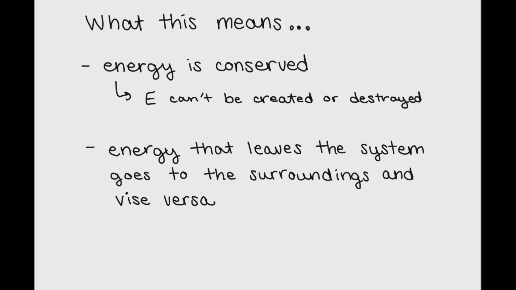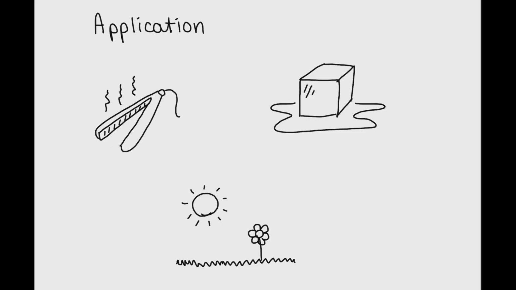Alright, now that we've established the first law of thermodynamics, let's look at some application problems. So here I've got three different scenarios. One is a hot flat iron, one is melting ice, and one is a plant out in the sunlight performing photosynthesis. Pause the video and think about where energy is coming from and where energy is going in each of these situations. Also think about the different types of energy in each situation.